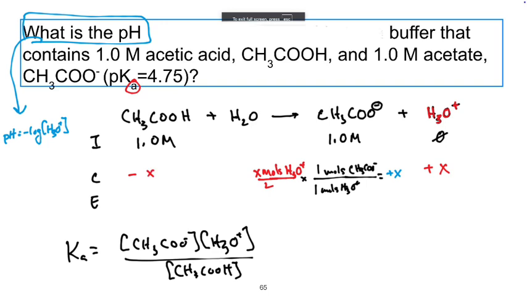What's my equilibrium concentration of my acetic acid? 1.0 minus X. The concentration of my acetate, 1.0 plus X. And then my H3O plus is X. What do I now get to do?